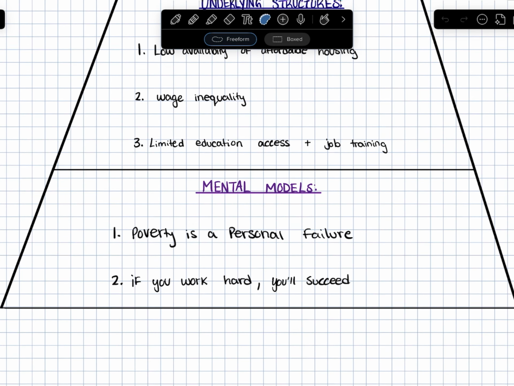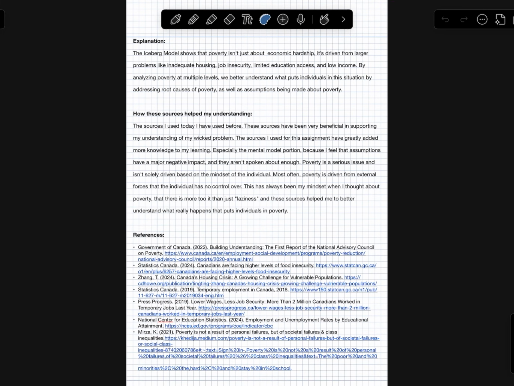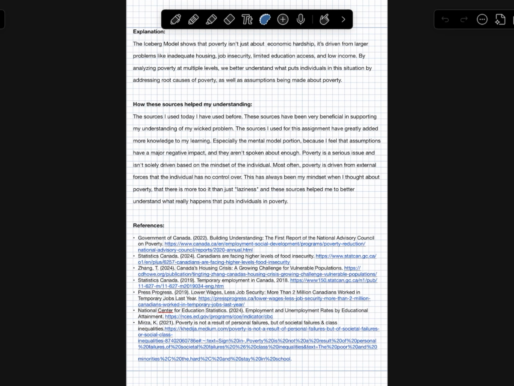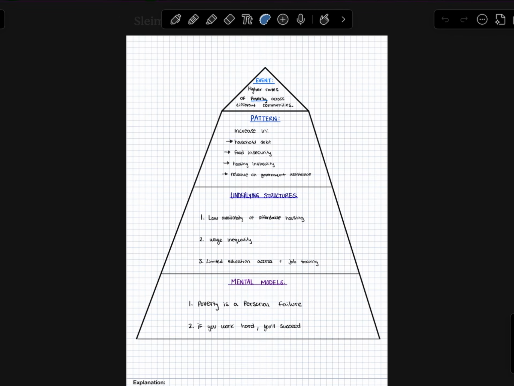So by using the iceberg model, we can see that poverty isn't just about what's visible to us. It's a complex system. So this is my entire iceberg model, and if I scroll a bit, I have my explanation, how these sources help my understanding, and a list of my references, and this is all included in the PDF that I have submitted on Myself in the Dropbox. So I'm going to let you read the explanation and how the sources help my understanding. Thank you for listening, and yeah.